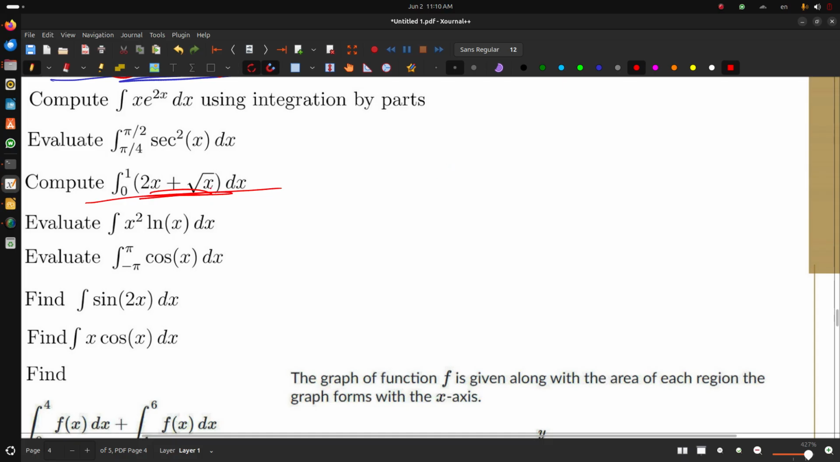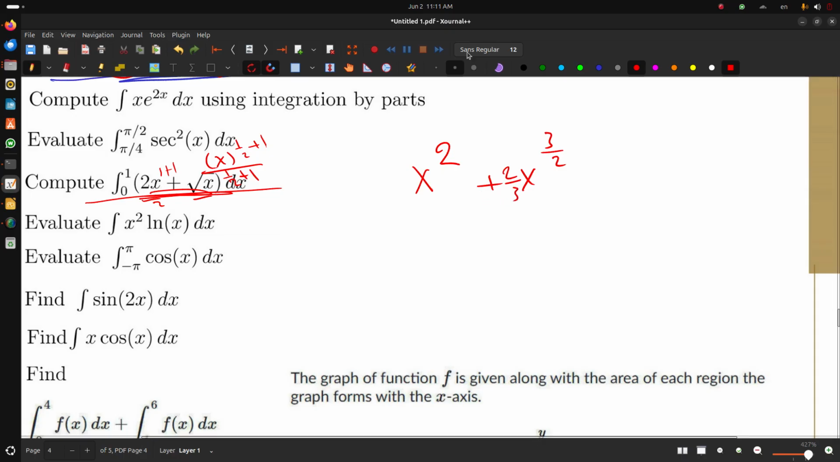The integration of 2x: add 1 to the power and divide by it, so it will be x power 2. For this one, it's like x power half, so you will add 1 and divide by the new power, of course, so it will be plus x power 3 over 2, and then here 2 over 3. Okay, and then you'll plug in the numbers. So here you will start by plugging in 1 and then 0.